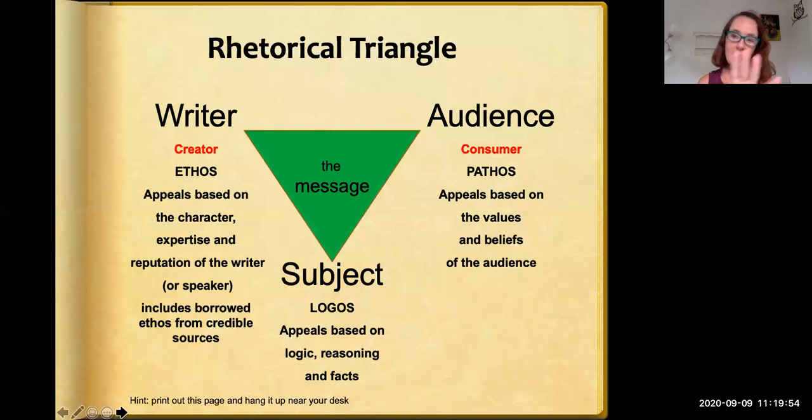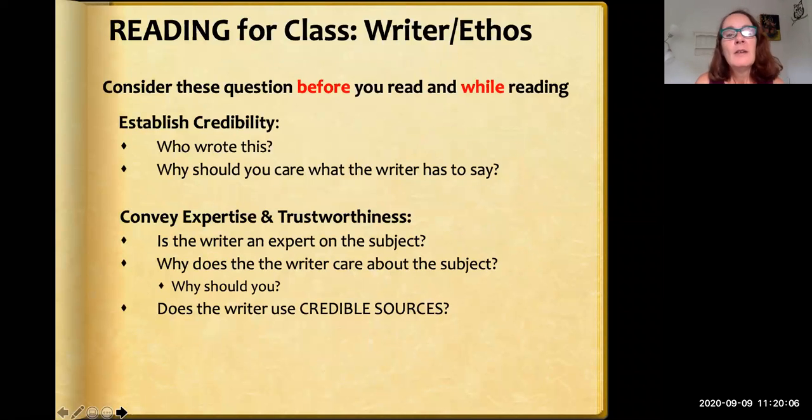So here's the slide again that talks about the rhetorical situation and the three parts of communication and the three appeals, just to remind you, right? So if you're reading for class, think about the writer and ethos. Consider these questions before you read and while reading. Who wrote this? Why should you care what the writer has to say?